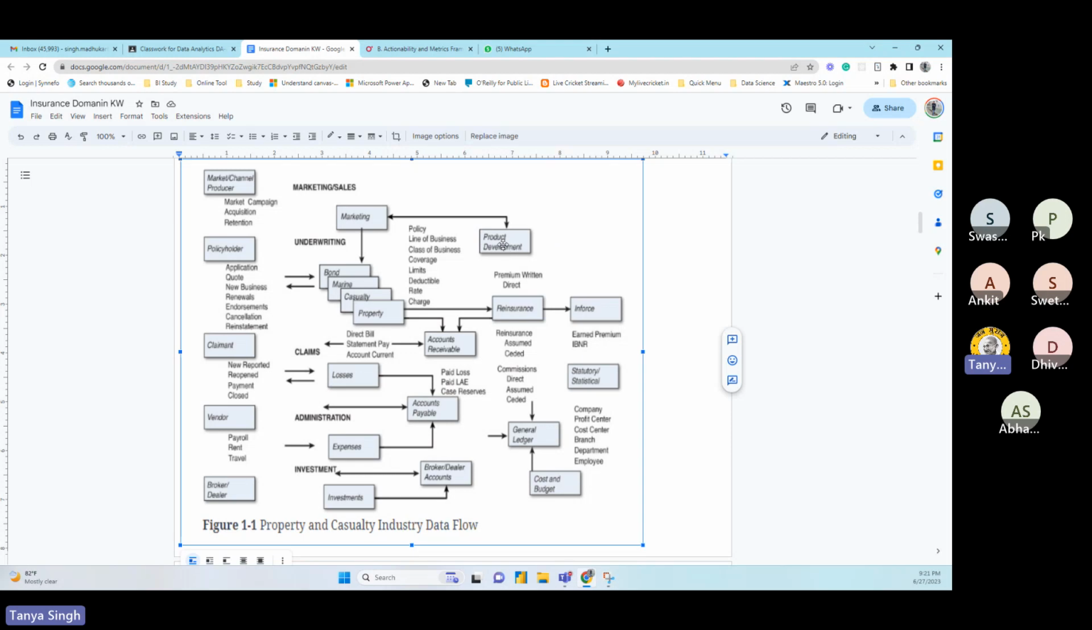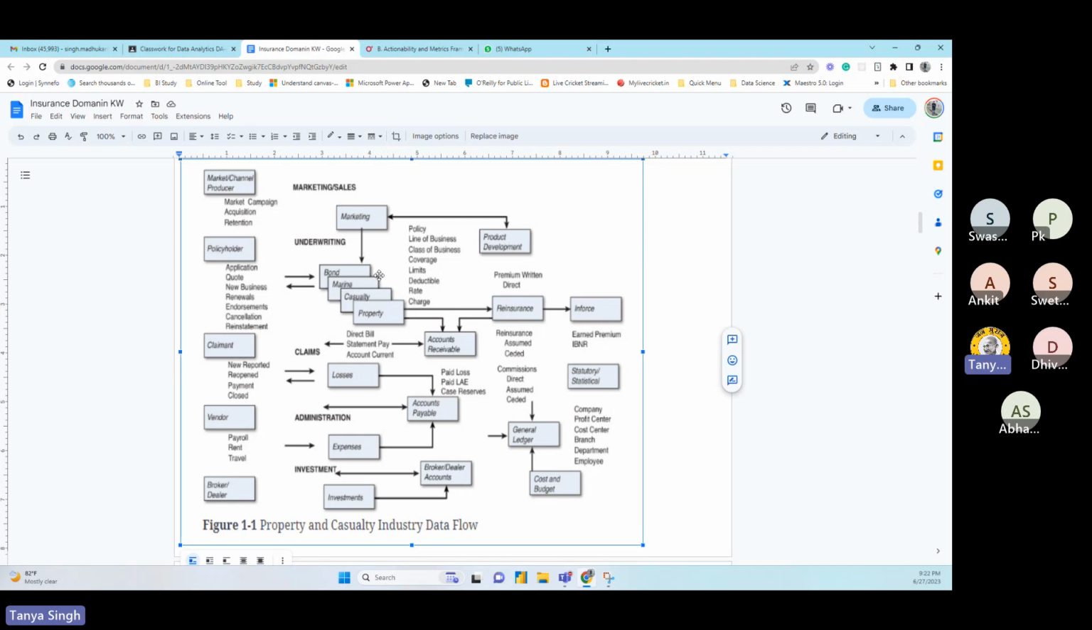Once the product is developed, then they do the marketing for that product, like term insurance, life insurance. You see a lot of advertisements on that, like this is my insurance product, you buy it, right? So all those things come into the picture. So product development and marketing happens.